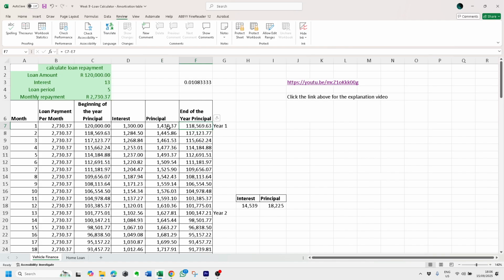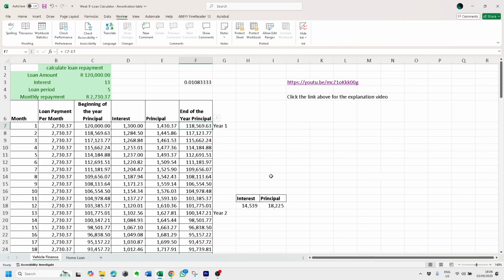So how does that get calculated? It's your loan amount. This is the loan payment. This is the monthly payment that you pay. Now this is made out of the principal and the interest. Now your interest and your principal together is that amount, but only your principal gets deducted. The interest is the cost that you have to pay.